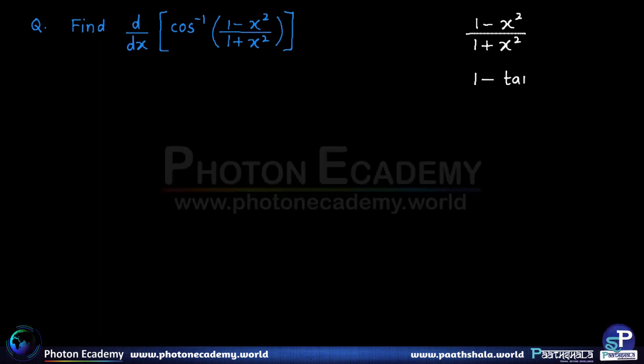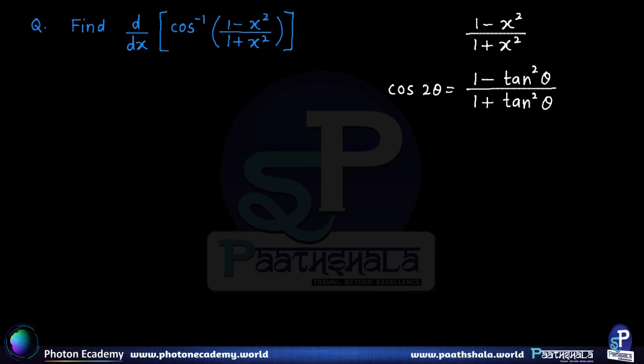If you remember, we have the formula that 1 minus tan square theta upon 1 plus tan square theta is nothing but equal to cos of 2 theta. That's the double angle formula for cos, right? So therefore here it will be fruitful to put x as tan theta, right? So let us consider first, say y is equal to cos inverse of 1 minus x square upon 1 plus x square.